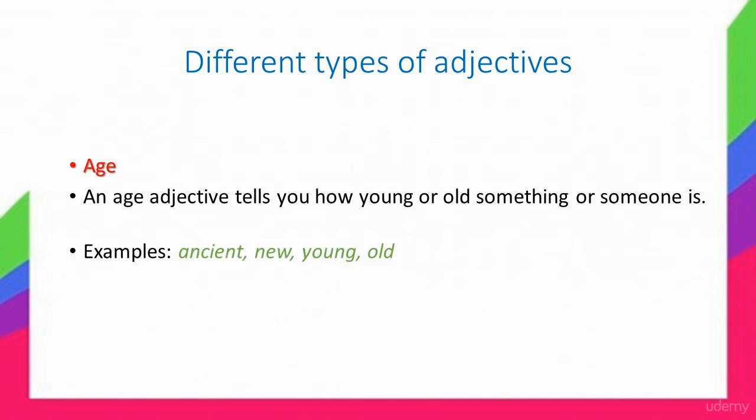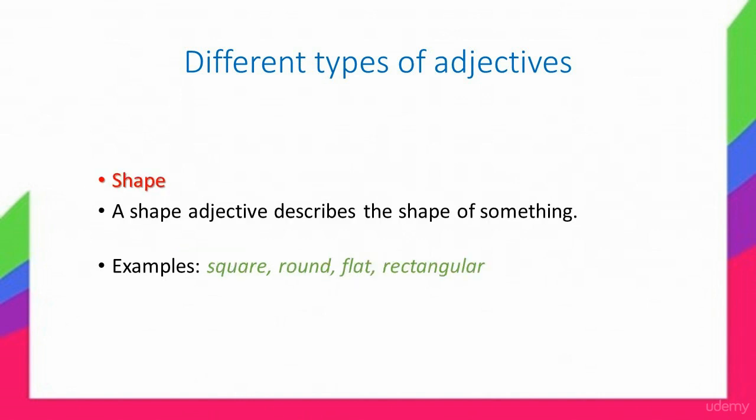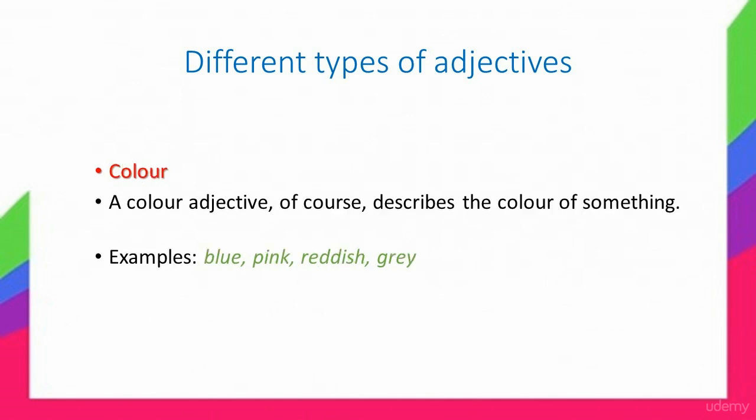Age adjectives. An age adjective tells you how young or old something is. Examples could be ancient, new, young, or old. Shape adjectives. A shape adjective describes the shape of something. Examples are square, round, flat, and rectangular. Colour adjectives. A colour adjective, of course, describes the colour of something. Examples are blue, pink, red, and grey.